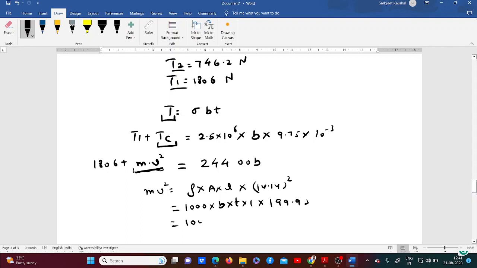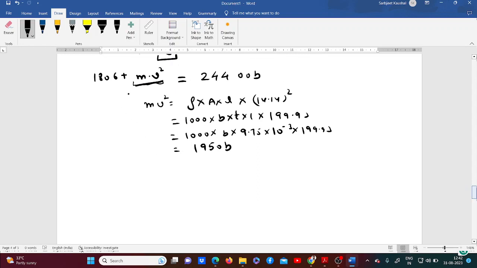Again we will put the value of thickness, 9.75 into 10 raised to power minus 3, and we will calculate this value, and it is approximately 1950 times the B.